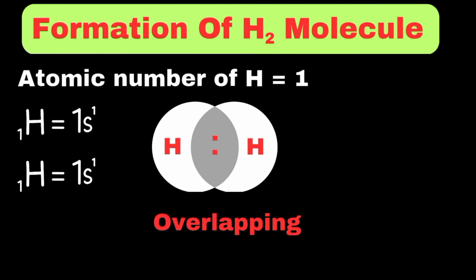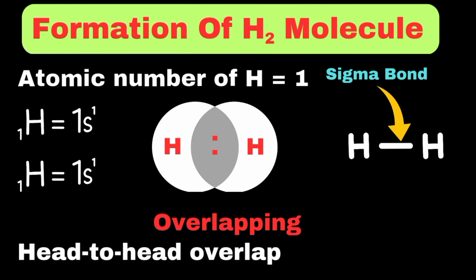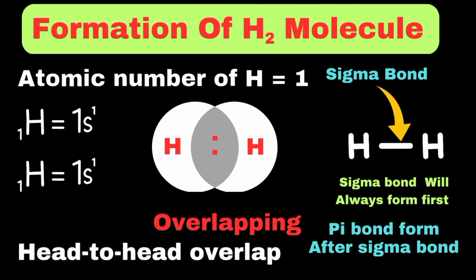As I mentioned above, whenever an s orbital overlaps with another s orbital, they will overlap in a parallel or head-to-head way. So this means that in this case, a sigma bond will be formed between two hydrogen atoms. One thing we need to remember is that between any two atoms, a sigma bond will always form first, and after the formation of a sigma bond, a pi bond will be formed later. Also, remember that these orbitals form a bond at that position where the forces of attraction dominate over the forces of repulsion. We can take one more example to understand the formation of a sigma bond.